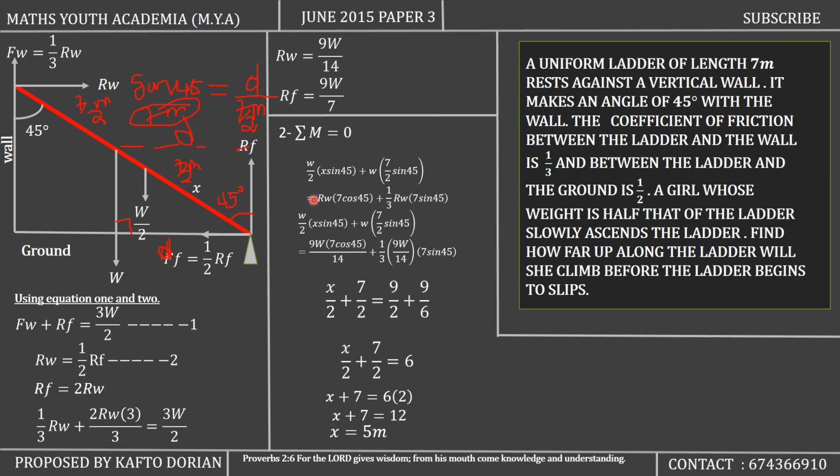I'll now equate it to the clockwise moments. In the clockwise moments I'll have the normal reaction force of the wall, which should be a clockwise moment. We need now to also use the Z identity.